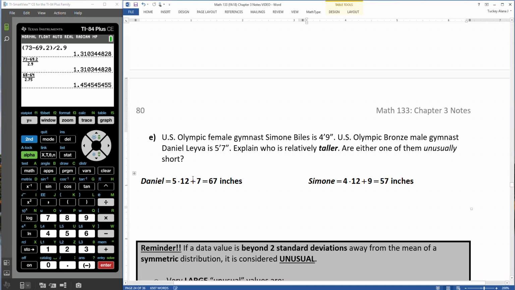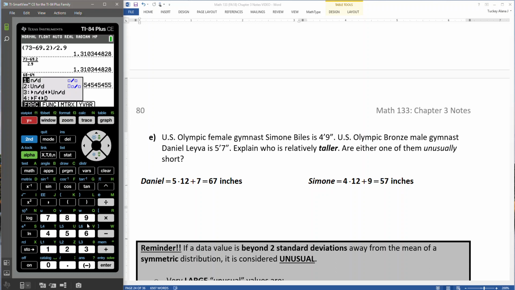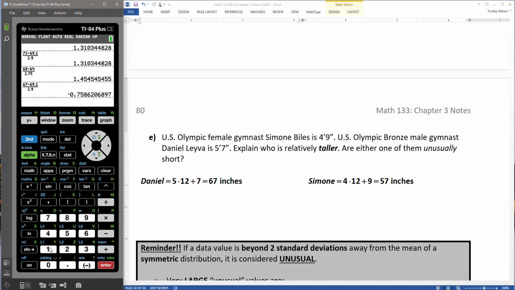The first thing we do is, just like with the other two, we convert them to inches. So 5 times 12 plus 7 is 67 inches, and 4 times 12 plus 9 is 57 inches. So he's actually 10 inches taller than her. But they're both short people. They're both below average. Now, Daniel would be 67 minus 69.2. So let me type that in. Alpha F1. Pick number 1. 67 minus 69.2 divided by the average for men, so 2.9, and he's at negative 0.7586. We're not shocked. It's negative because he's short, relatively speaking. He's a gymnast.